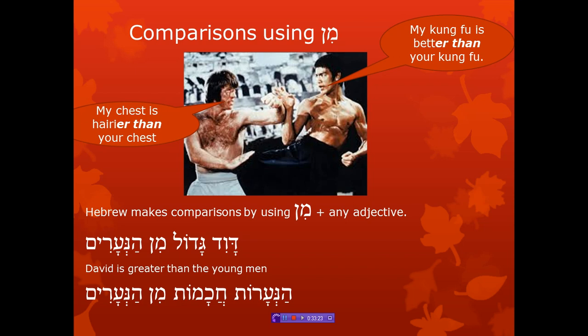Literally or woodenly, David is great from the young men, but the min tells us that we're looking here actually at a comparison. David gadol min hane'arim. David is greater than the young men.